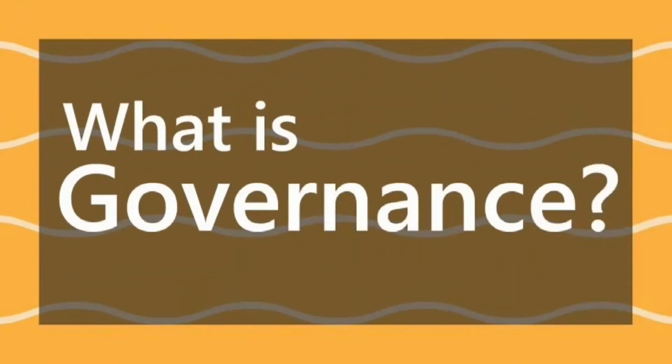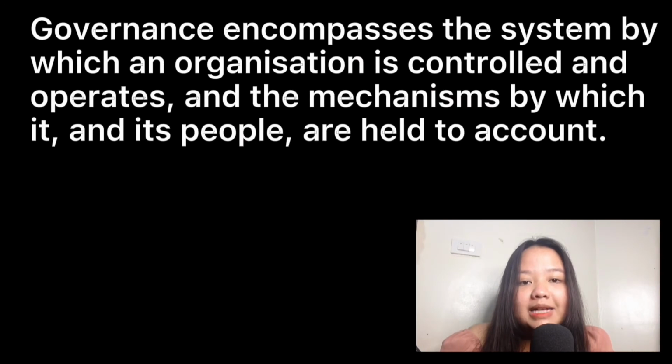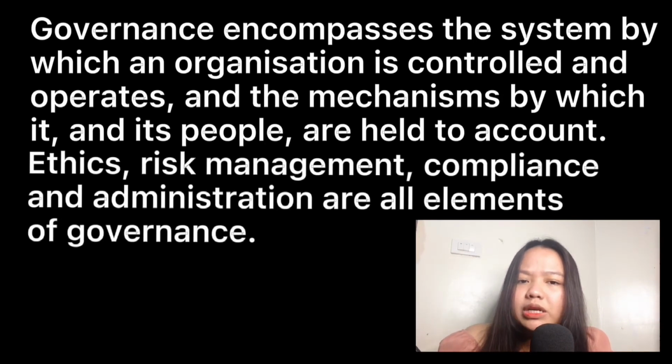So second, what is governance? Governance encompasses the system by which an organization is controlled and operates, and the mechanisms by which it and its people are held to account. Ethics, risk management, compliance, and administration are all elements of governance. So that is governance and politics.